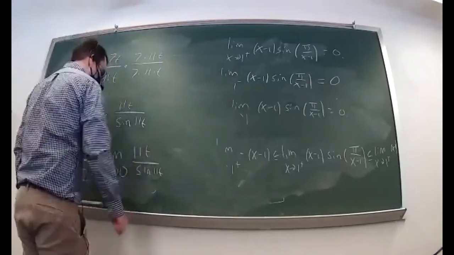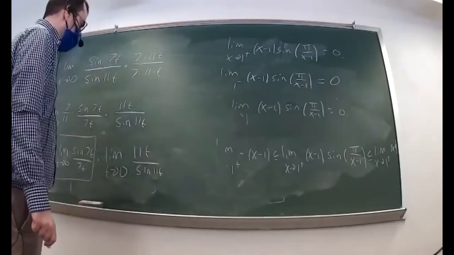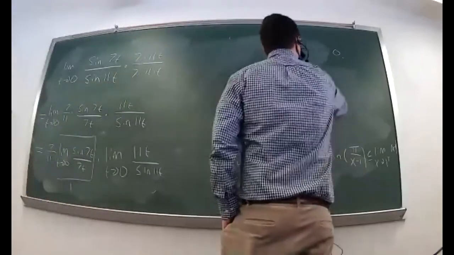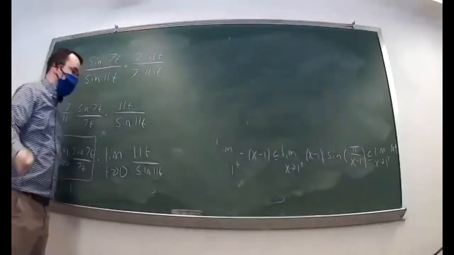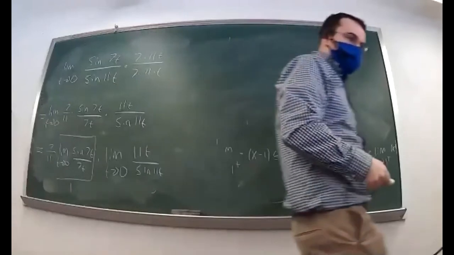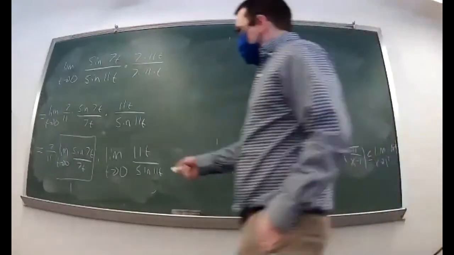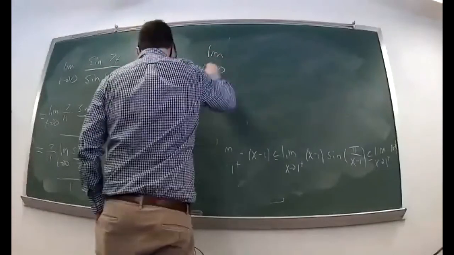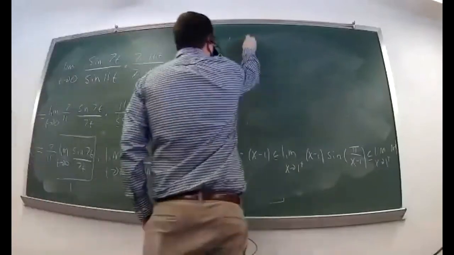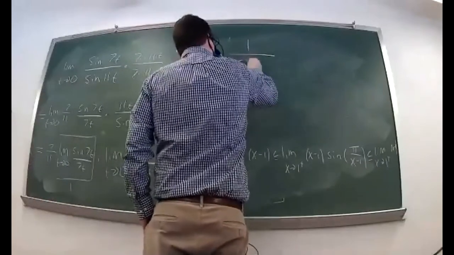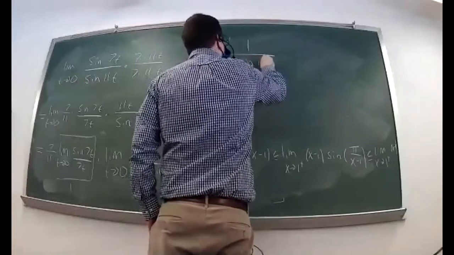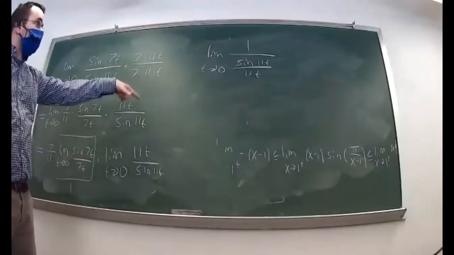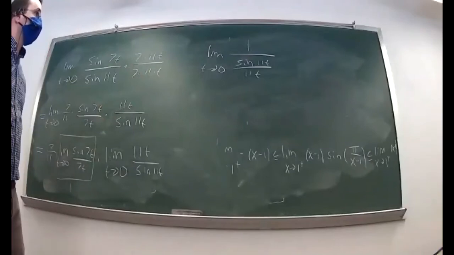This one you might be a little concerned about, so I'll show some more steps for that one. You might be a little bit concerned about this because it's 11t over sine of 11t. So how do you handle that? Well, here's my idea for that. This is the same thing as 1 over sine 11t over 11t, right? I can rewrite this fraction as 1 over sine 11t over 11t.